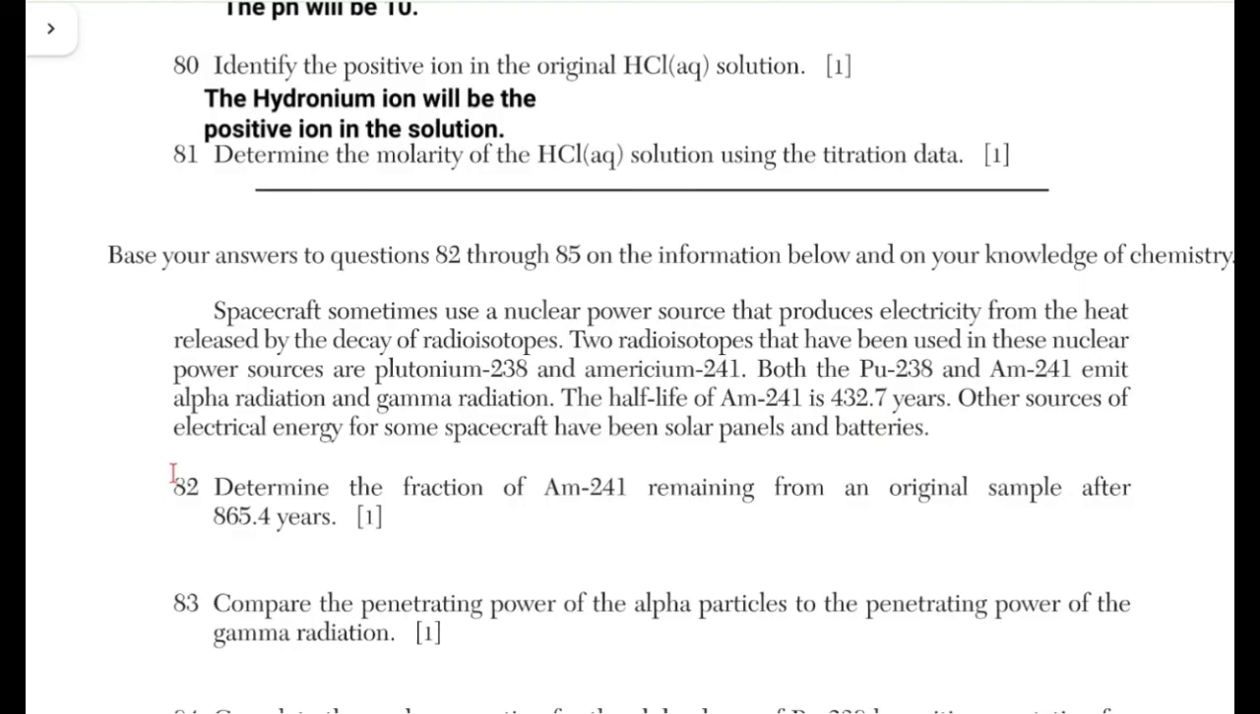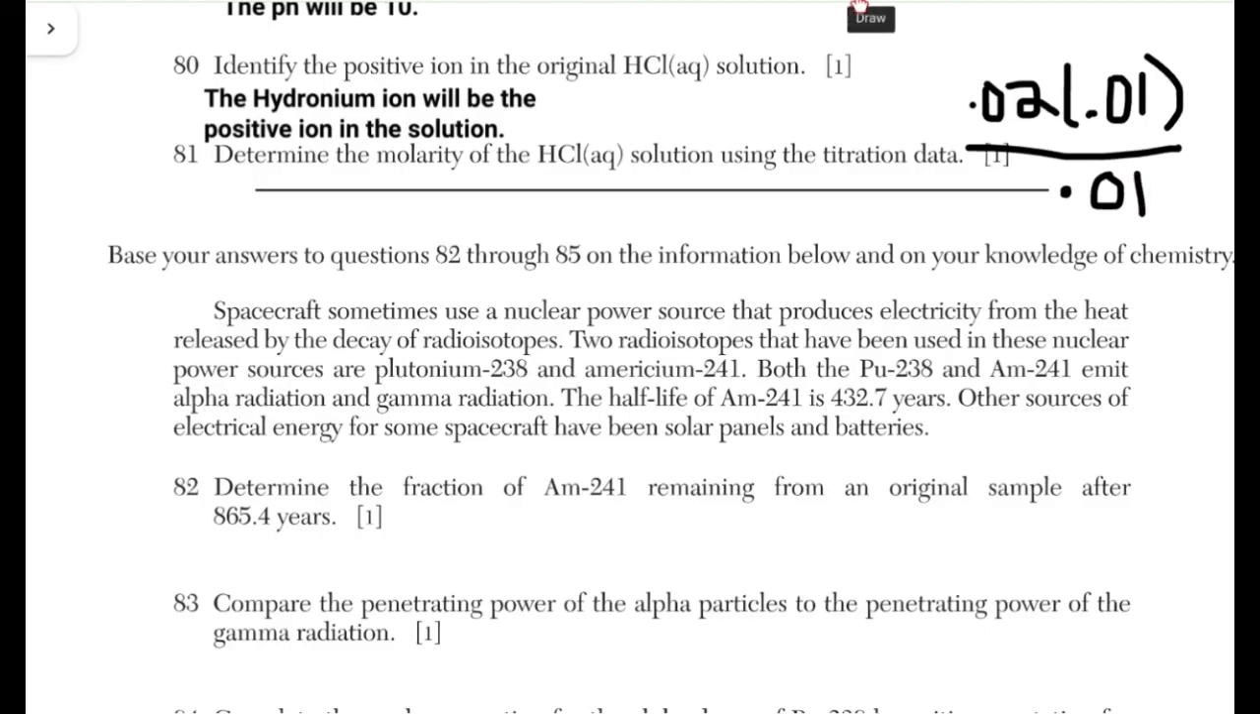Determine the molarity of the HCl aqueous solution using the titration data. Turn to the back of the reference table and look at the equation molarity equals moles of solute divided by liters of solution. The equation can be arranged 0.02 times 0.01 to represent the 20 milliliters of 0.01 M NaOH because 20 milliliters is equal to 0.02 liters. The amount should be divided by 0.01 because 10 milliliters is equal to 0.01 liters. This makes the answer 0.02 M.